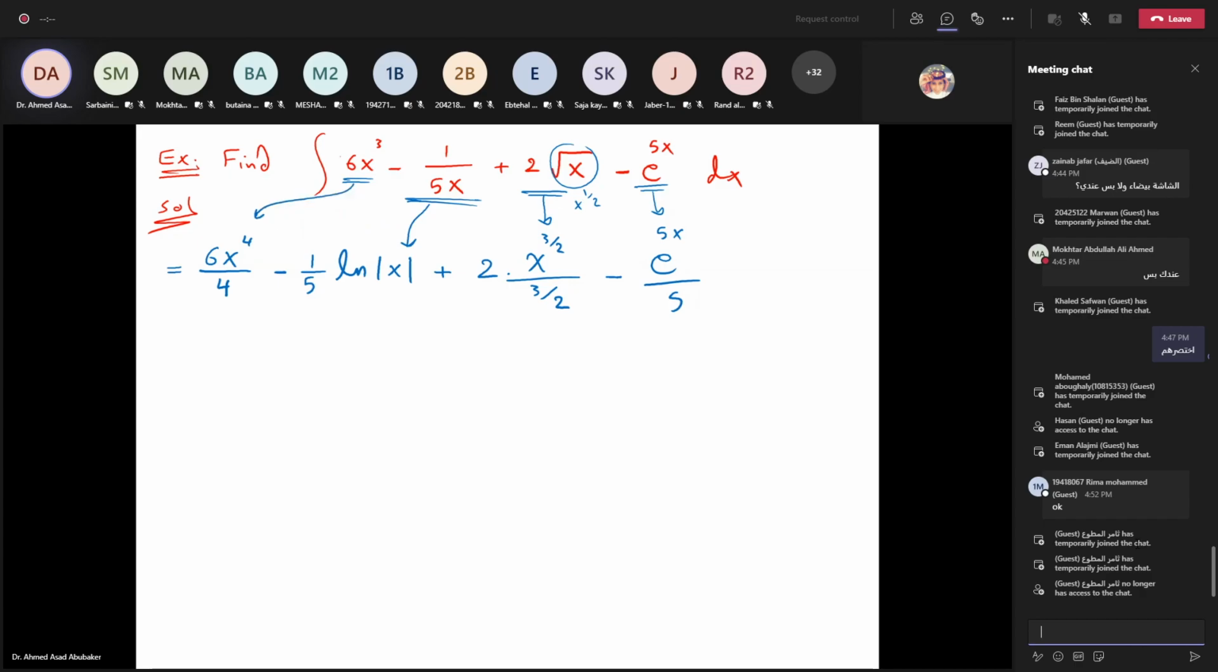We found the integration. Now after simplifying, 6 over 4 means 3 over 2, minus 1 over 5 ln x, plus 2 multiplied by 2 equals 4 over 3 x to the power 3 over 2, minus e to the power 5x over 5, plus c.